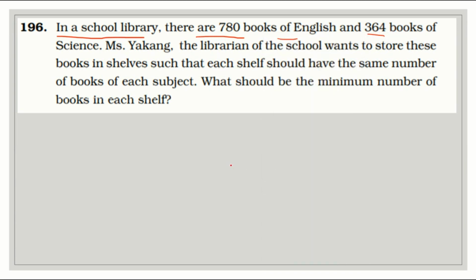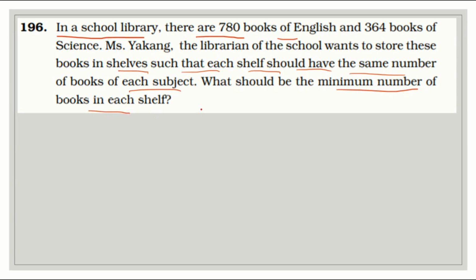Mrs. Ekang, the librarian of the school, wants to store these books in shelves such that each shelf should have the same number of books of each subject. What should be the minimum number of books in each shelf?